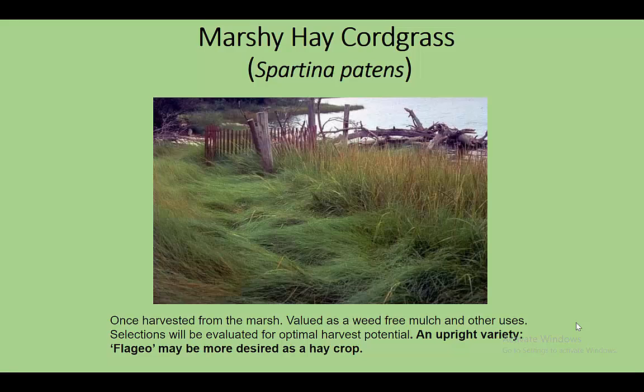However, there's a variety called Flagio, which we've also tested at Cape May, but was selected and released by our Georgia Plant Materials Center. The original material came from North Carolina, but it's much more stiff-stemmed and much more upright. So again, you have the potential of getting more biomass harvested from a hay crop from Flagio than you do in comparison to the Avalon. So plant variety matters.